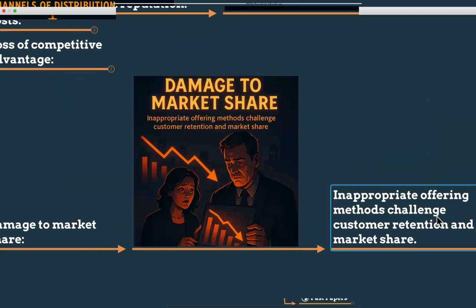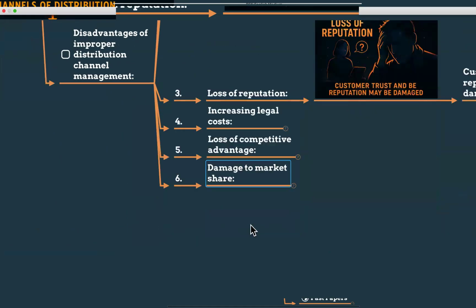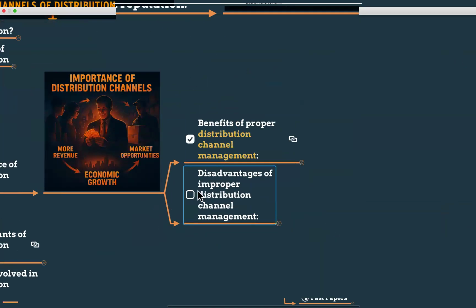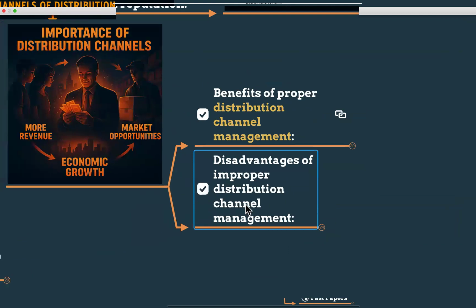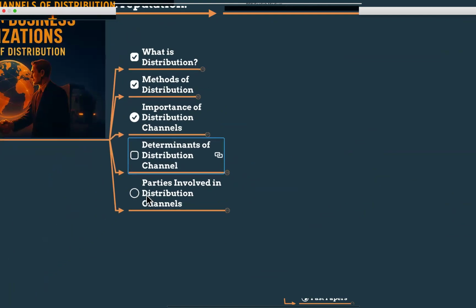For example, your customers are switching from local shops to Keells because it's available every time. Even if the price is high in the Keells supermarket, the vegetables or the fruit, whatever they want, it is available because they have mastered distribution, the Keells, Cargills, right? So it will damage market share. So these are the disadvantages of improper distribution channel management. I hope you are getting my point.